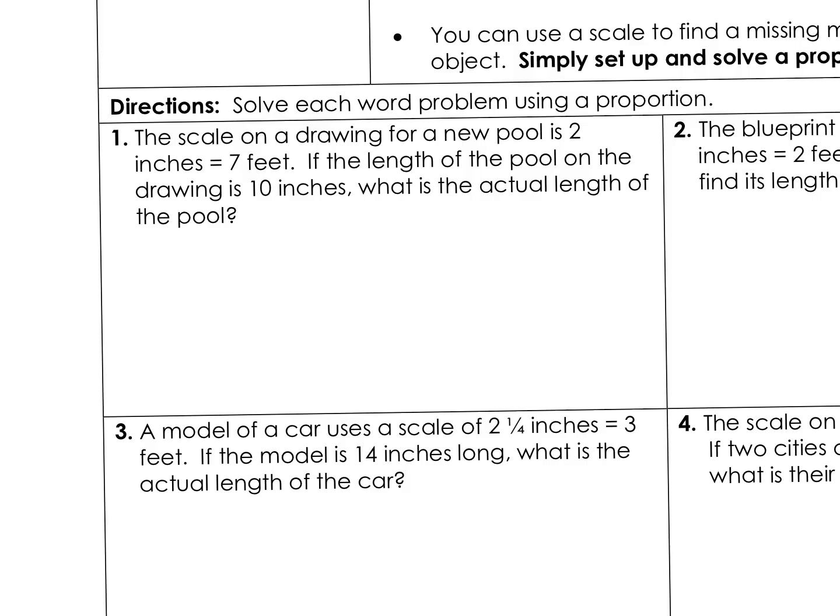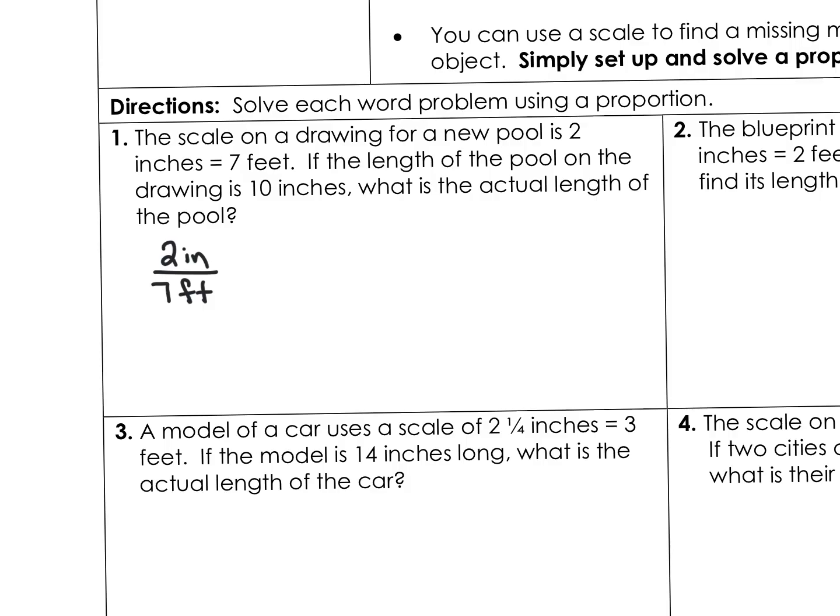Just like we did before, it's super important that we keep our proportions consistent. So when we're setting up our scale and trying to find missing sizes, we want to make sure that we're comparing like model to model and actual to actual. So the scale in a drawing for a new pool is 2 inches is equal to 7 feet. So I'm going to set that up as a ratio of 2 inches on the model is the same as 7 feet in real life.